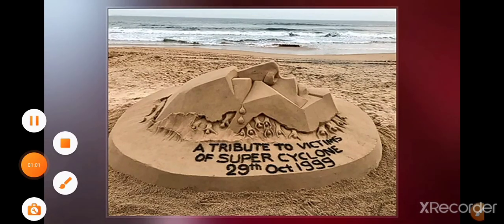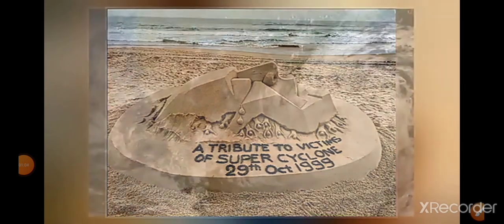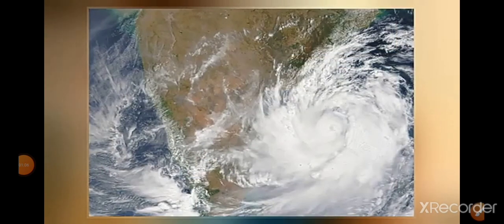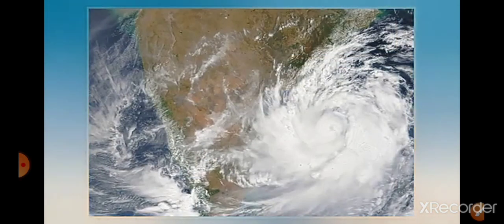Although its primary effects were felt in a localized area of India, the outer fringes of the super cyclone impacted Myanmar and Bangladesh.